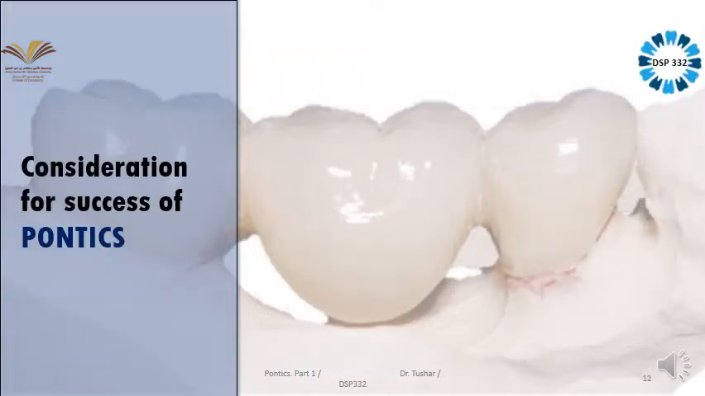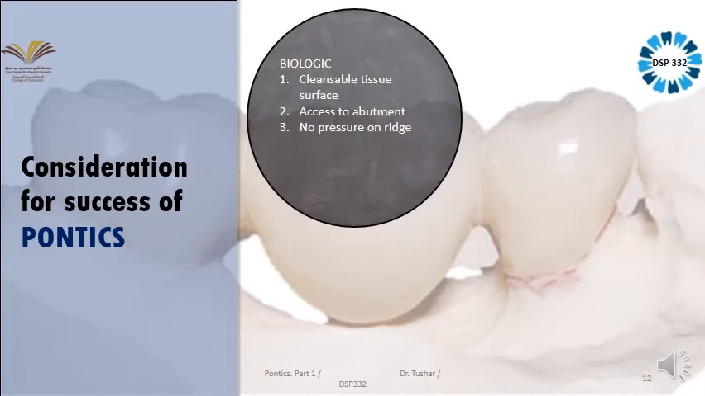Now, considerations for success of the pontic. We have seen the principles of tooth preparation: mechanical, biological, aesthetics. Similarly, here also we have certain considerations. Biological consideration: cleansable tissue surface, right? Now we are talking about biology, about biological health. So it should have cleansability.